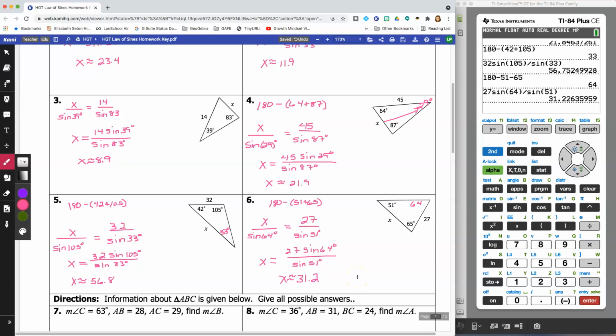Okay, so this is what we do when we're looking for a side length. In the next video, we'll talk about what to do when we're looking for an angle measure.